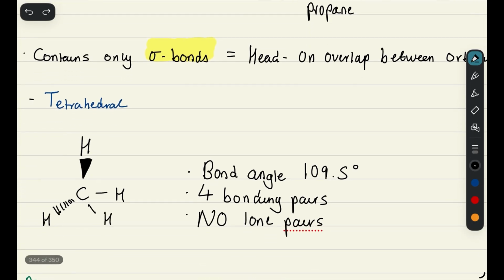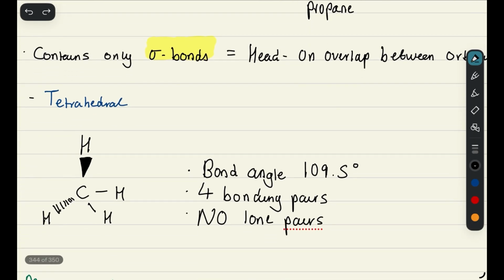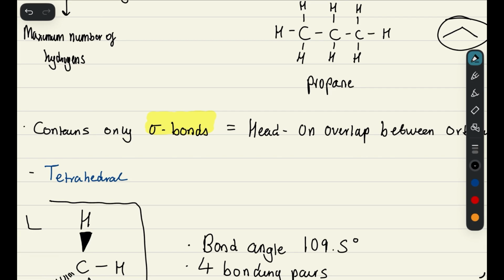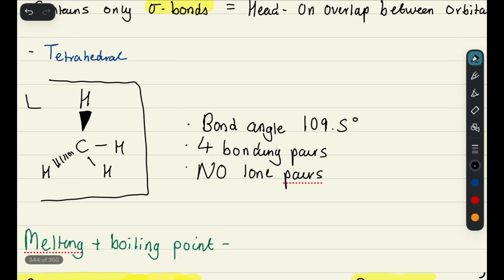Now, the shape is tetrahedral. So again, we're thinking back to module 2 with shapes of molecules. So tetrahedral shape for your alkanes. And you need to know how to draw this 3D model here that I'm going to box off. You need to know how to draw that. So apologies for me getting away from that. But you need to be able to draw that.